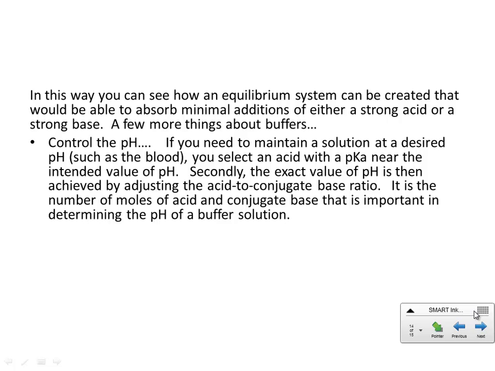The other thing that a buffer has to have is something called capacity, which basically refers to how much of a strong acid or strong base you can add to an established buffer system before you affect the pH. So the idea is that once you establish a buffer system, you can add in a little strong acid or a little strong base, and you're not going to change the pH because the system that's already there will neutralize it. But that's only going to happen to a certain extent. Eventually there's going to be enough strong acid or strong base that you add that you affect the pH. So that's buffer capacity.